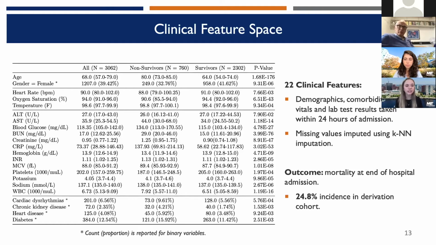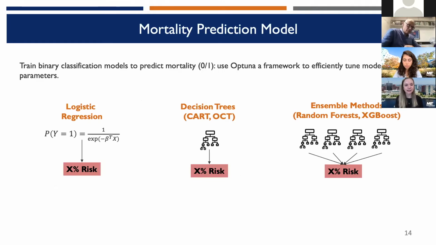Our outcome of interest was, as we said, mortality, and we defined this as a binary outcome of mortality within the hospital admission. So any patient whose visit terminated in death was marked as a 1, otherwise a 0, and this had 25% incidence in our derivation cohort, noting that we were working with pretty congested systems at the peak of the pandemic. So our outcome rate is pretty high from this data.